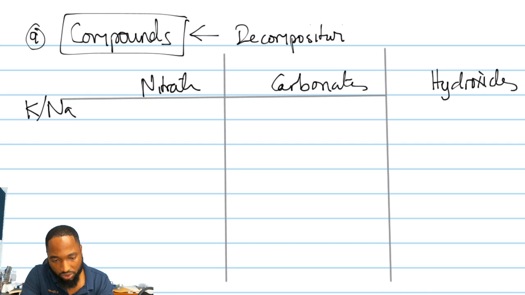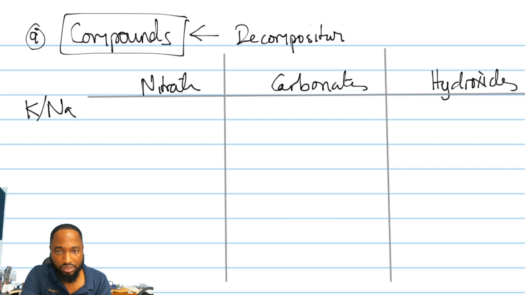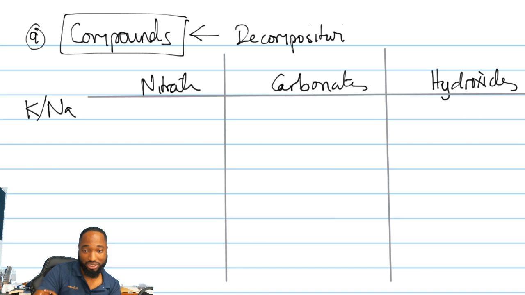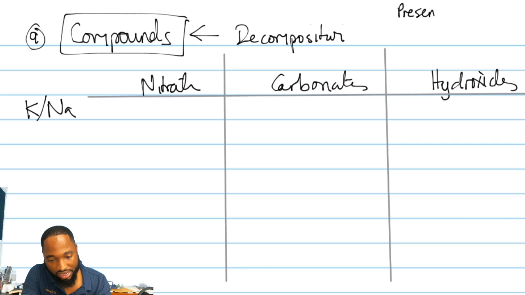So we check into the decomposition now. Potassium and sodium nitrates can decompose, but hydroxides and carbonates of potassium and sodium will never decompose in the presence of heat. If you have sodium carbonate and you heat it up, it will remain sodium carbonate unless you go to some extreme temperature.